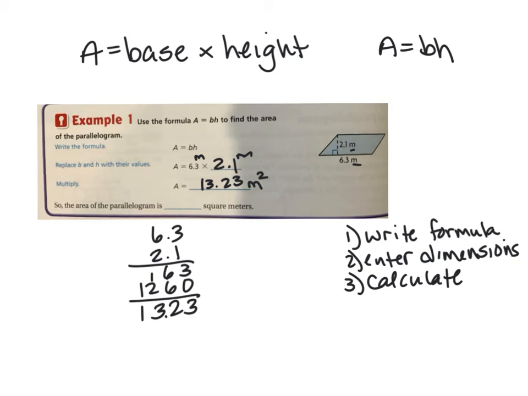All area calculations are one dimension times another dimension, 2 dimensions, a flat figure. So you're going to have a unit to the second power as your label all the time. So in here you see them write square meters, meters squared, square meters. Answer: 13.23 square meters. And that's it. You write the formula, you enter the dimensions, and you calculate it. Let's look at another example.